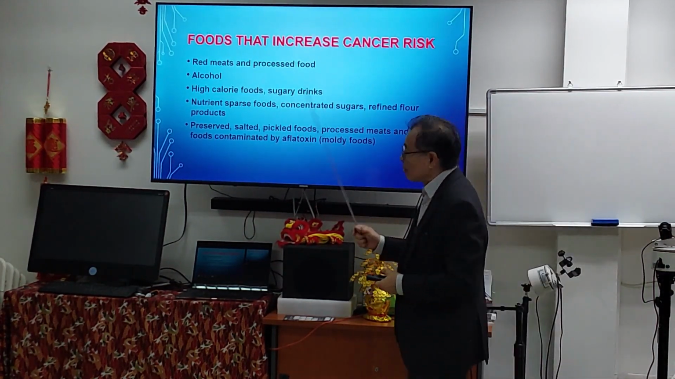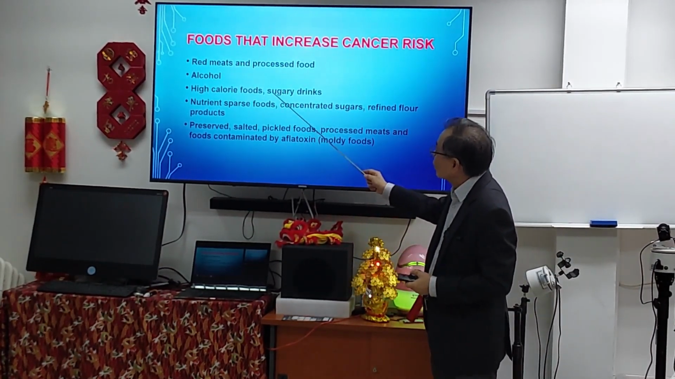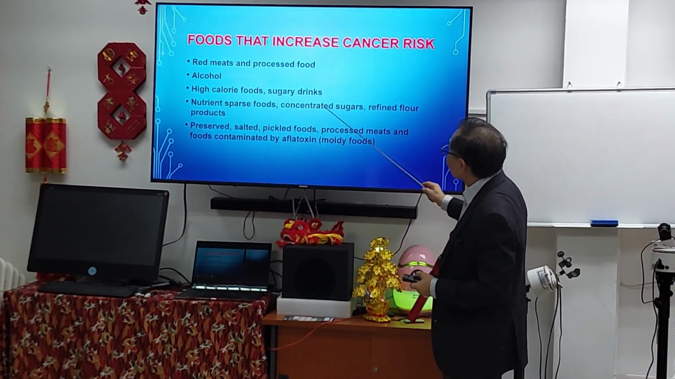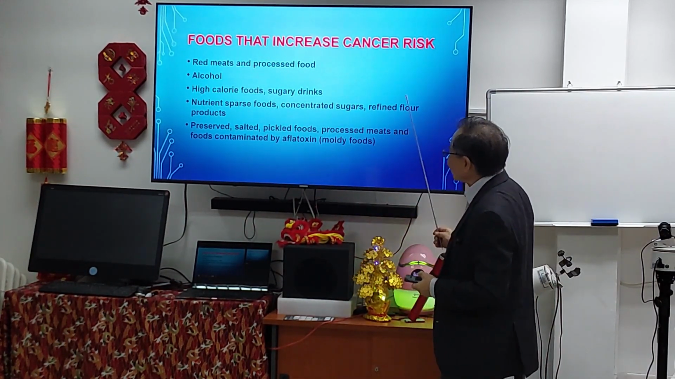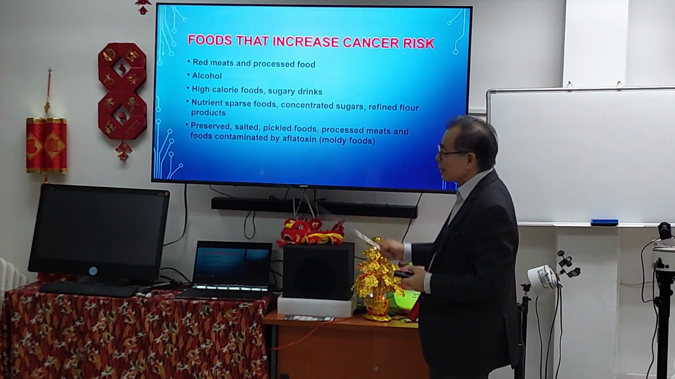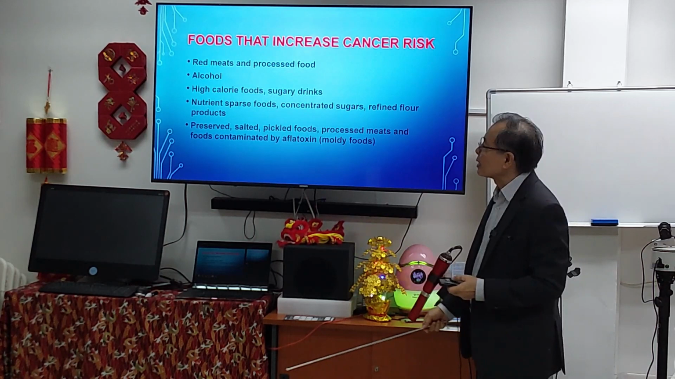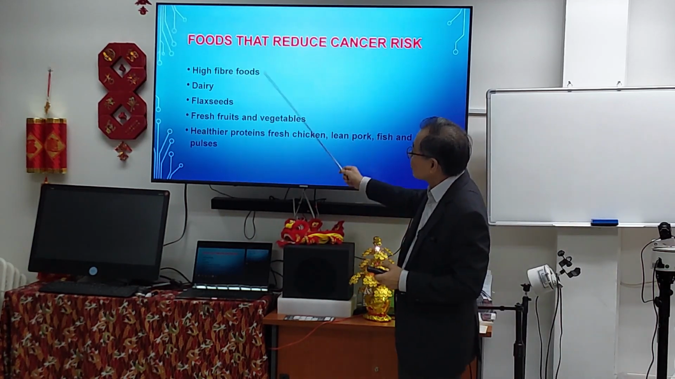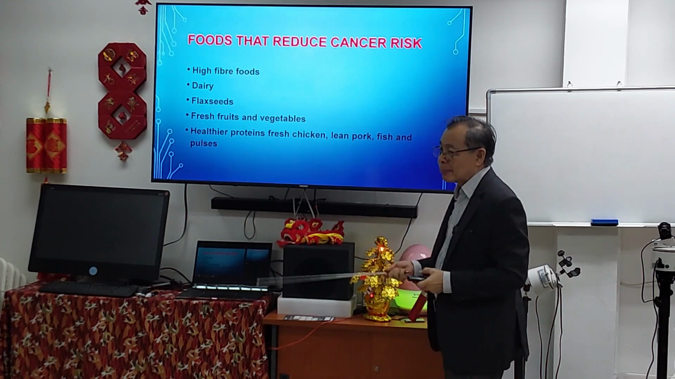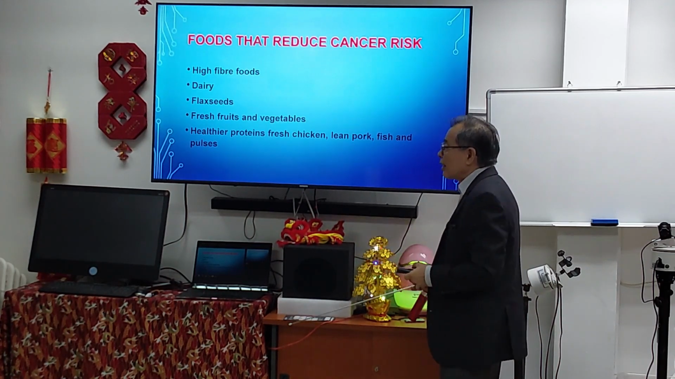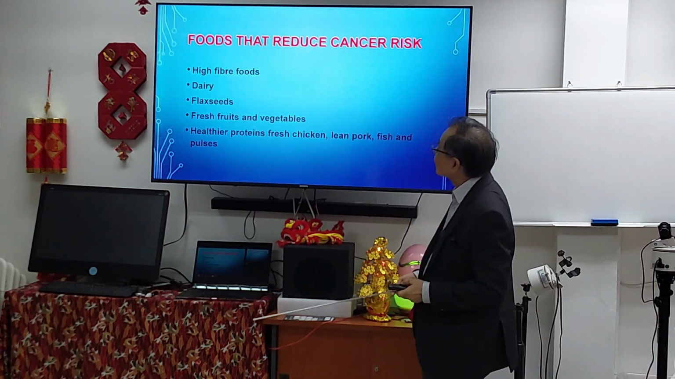Okay, these are the foods that will increase cancer risk. Red meats and processed food. Alcohol, high calorie, sugary drinks, fast food, concentrated sugars, refined flour. All preserved, salted, pickled, processed meat, foods contaminated by mould, which contains aflatoxin, all this increases your cancer risk. The only things that reduce your cancer risk are fresh food, high fiber diet, dairy, nuts and seeds, fresh fruit, vegetables, fresh meat from chicken, lean pork, fish, and pulses. So pizzas, ham, bacon, all this increases the cancer risk.